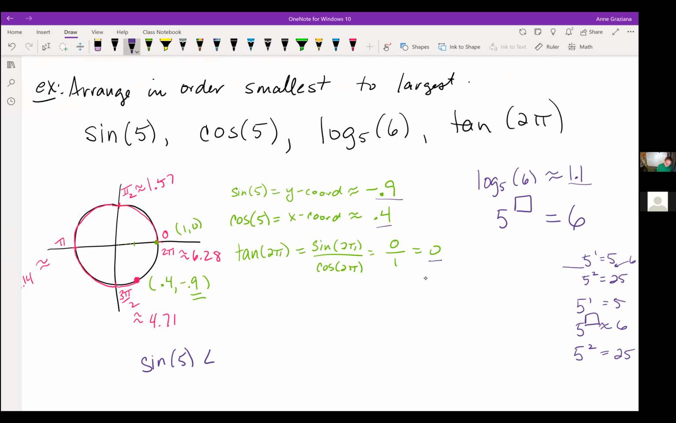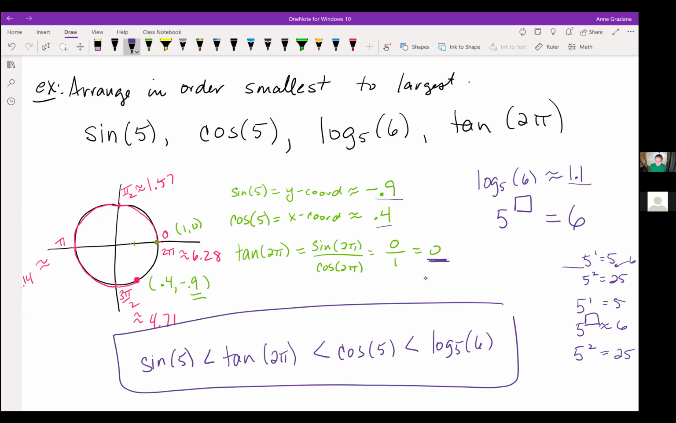Now, 0 is the divide, like, you know, comes between the positives and the negatives. So that's next, tangent 2 pi. And then we have cosine of 5. And then the biggest one is actually log base 5 of 6. Any questions?